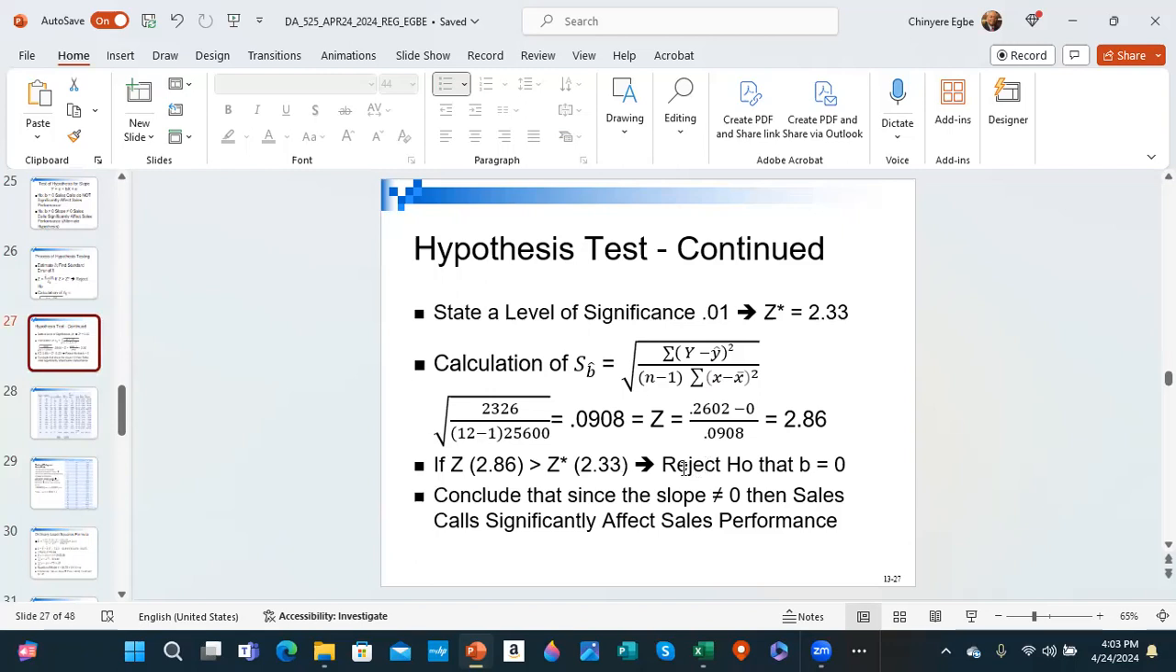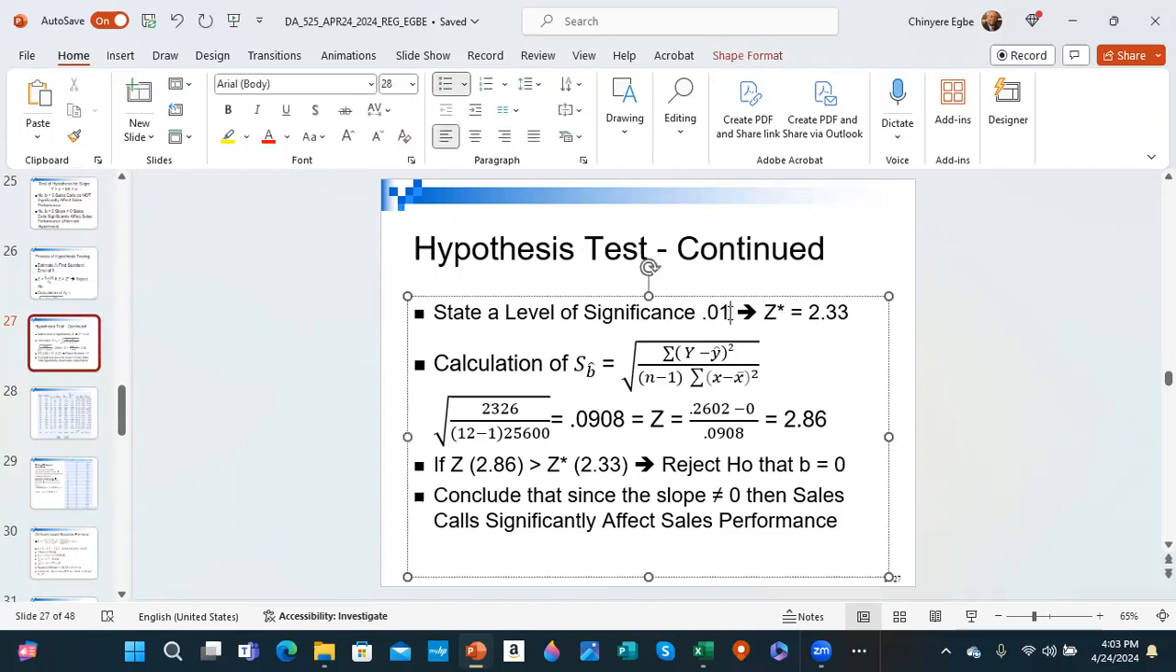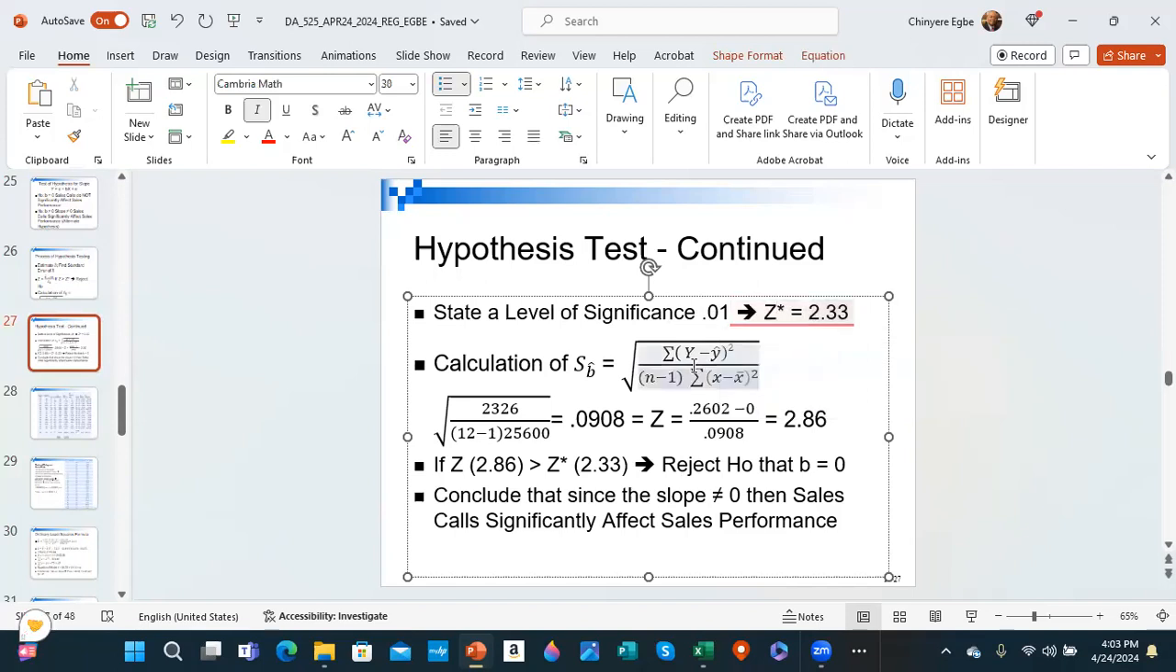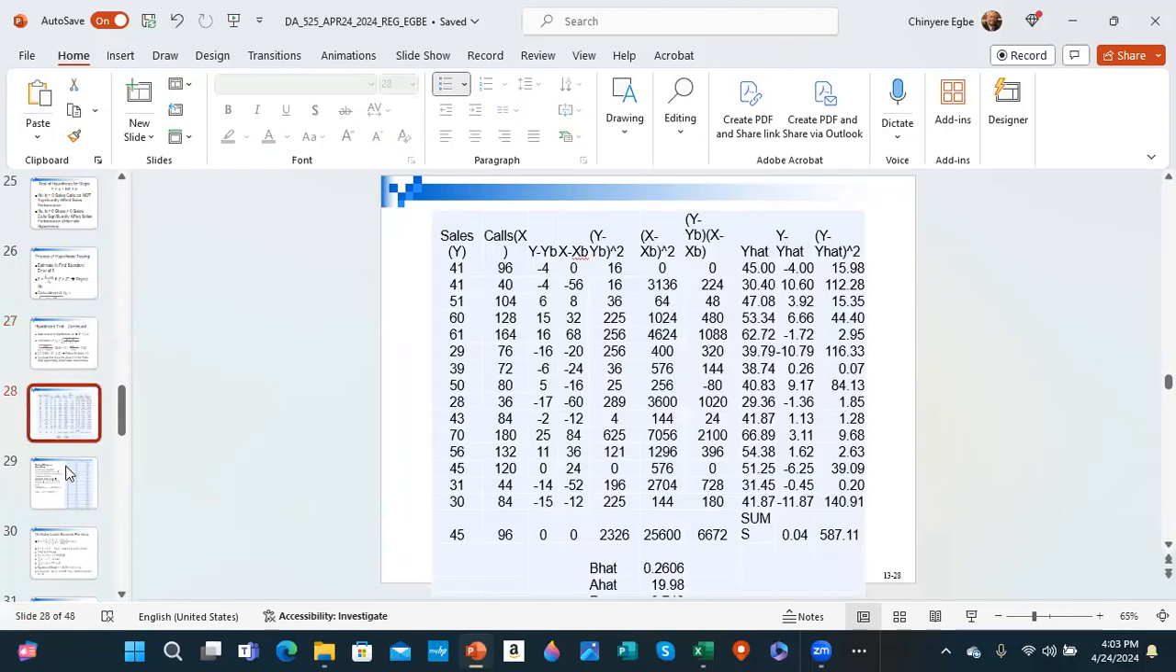Let us see here. We find out from our hypothesis test that our critical Z is 2.33 because our level of significance is 0.01. Based on our calculation, we find that Z is 2.86, and therefore we reject the null hypothesis that B is equal to 0. Once we reject the null hypothesis that there is no relationship, we conclude that sales calls significantly affect sales performance.